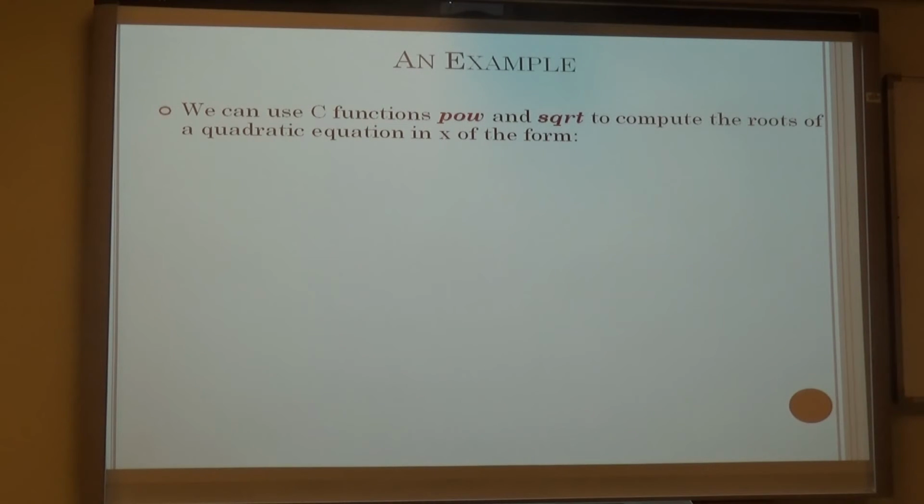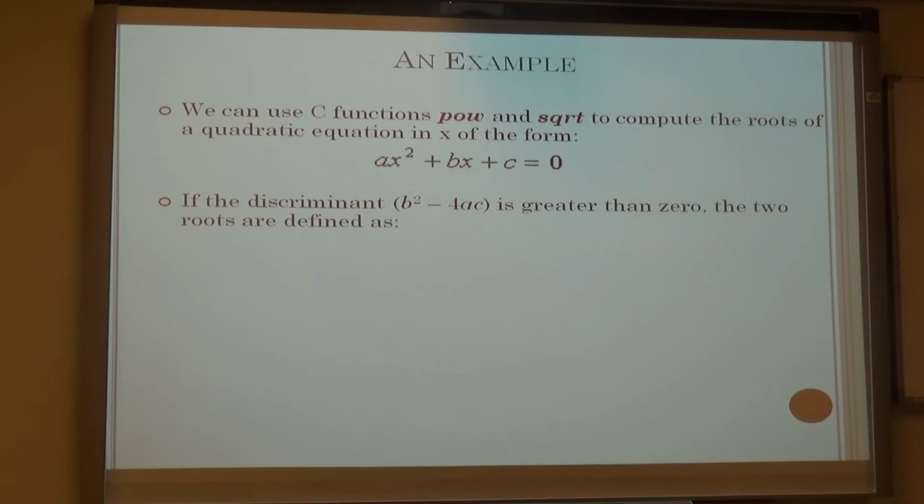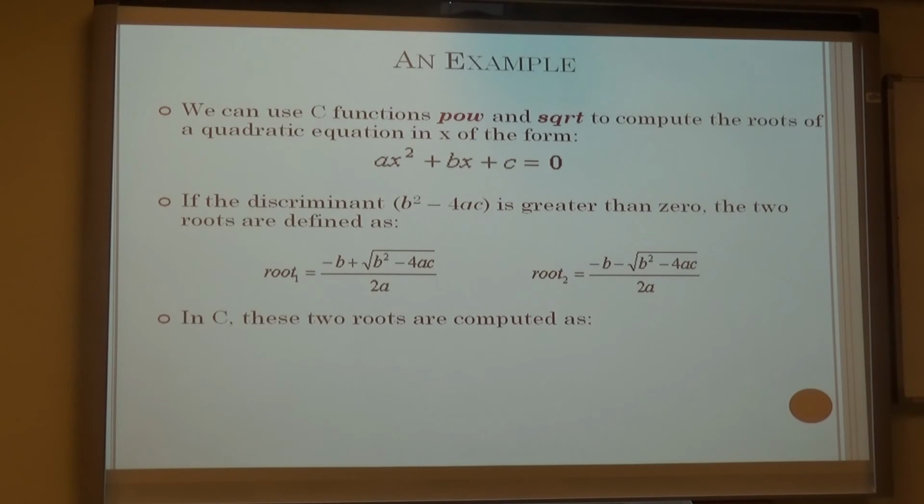We could use the C functions pow and sqrt to compute the roots of a quadratic equation in x of the form ax^2 + bx + c = 0. We know that the discriminant is equal to b squared minus 4ac. If it's greater than 0, then the two roots are given by minus b plus the square root of b squared minus 4ac, over 2a, and the second root is given by minus b minus the square root of b squared minus 4ac, over 2a. As you can see, we could make use of some terms which are the same: the square root of b squared minus 4ac is the same term repeated twice.